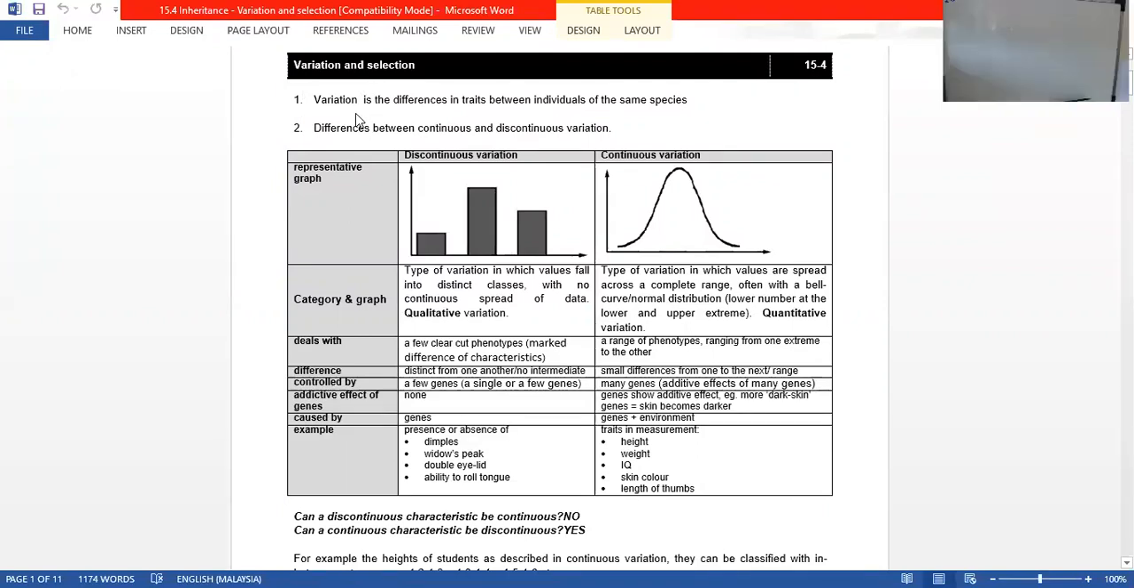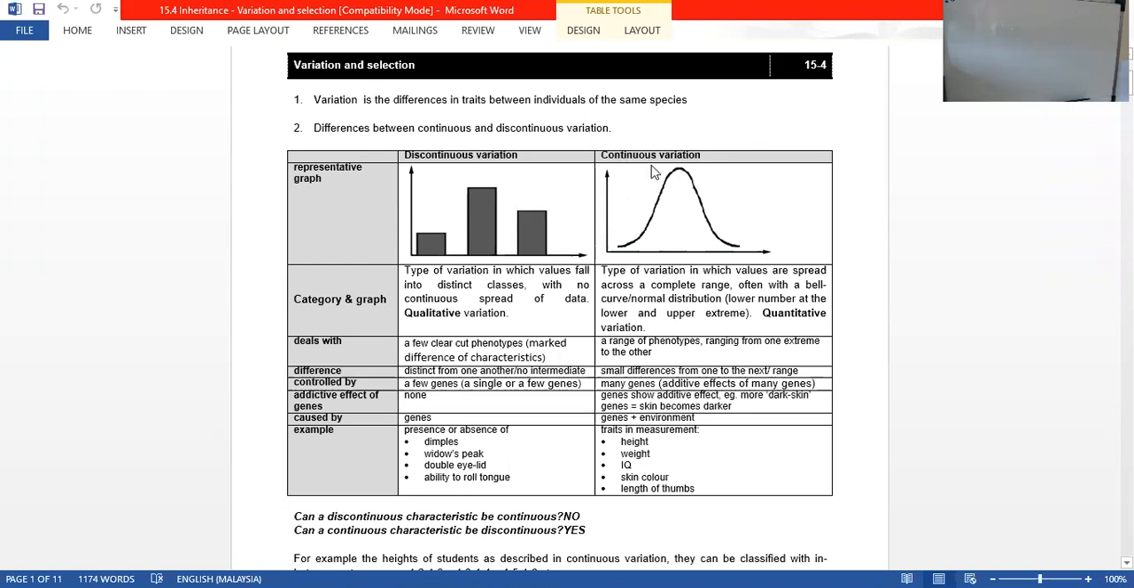Not even identical twins, because they might differ slightly in height, differ slightly in weight, maybe their fingerprints, freckles on their face or hands, or maybe a birthmark or something. There are two types of variation: discontinuous variation and continuous variation.